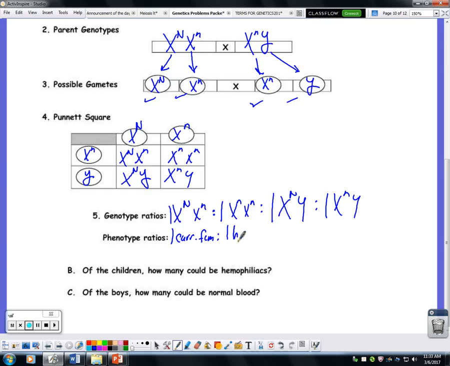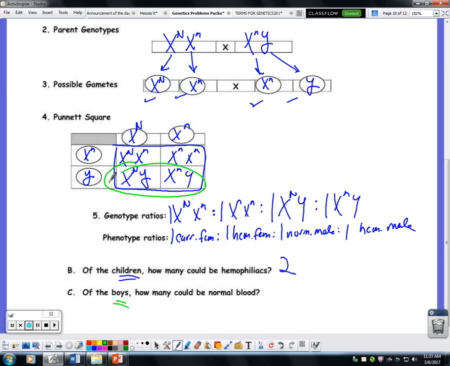Couple questions. Of the children, remember these 4 boxes are all 4 children possible. How many could be hemophiliacs? 2, one of the girls and one of the boys. Of the boys, remember it's the boys, how many could have normal blood? 1. Just 1. Of the children, how many could have normal blood? 2. Remember, the carrier female also has normal blood.